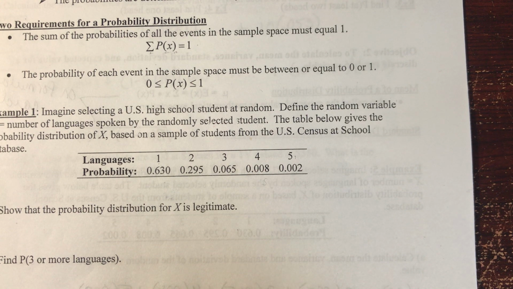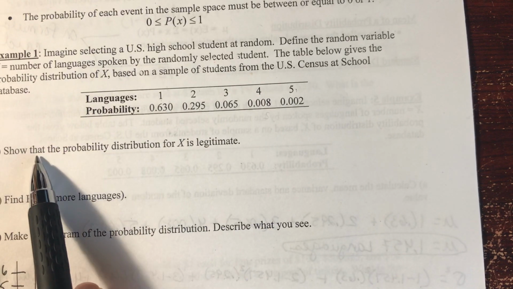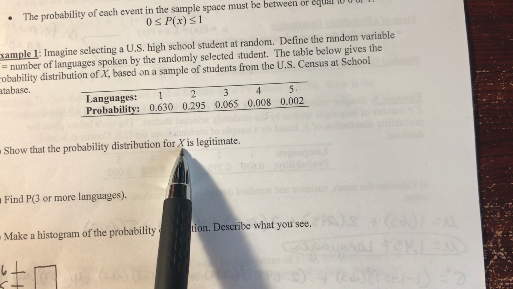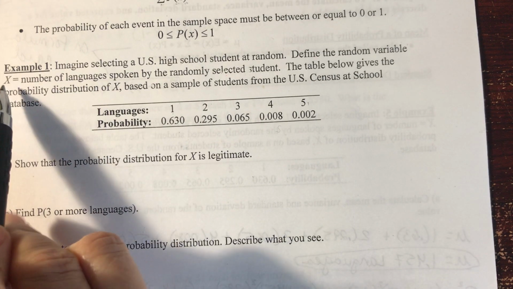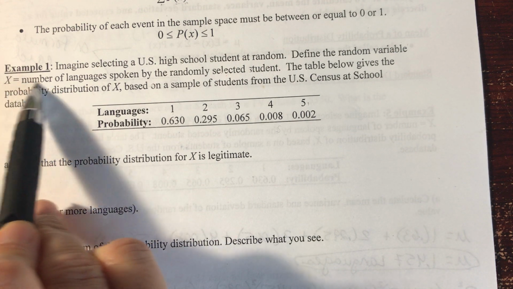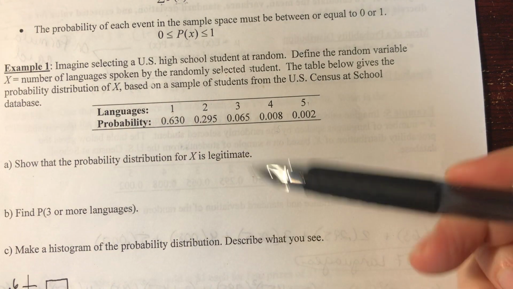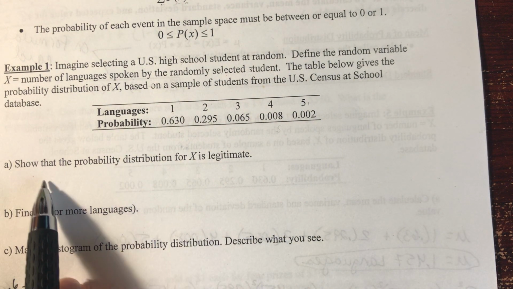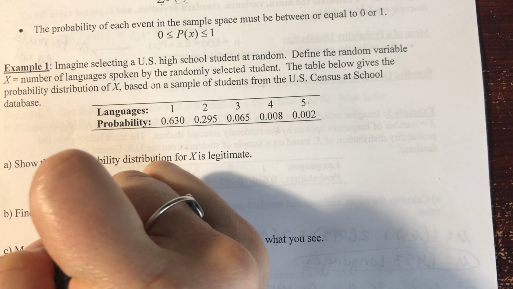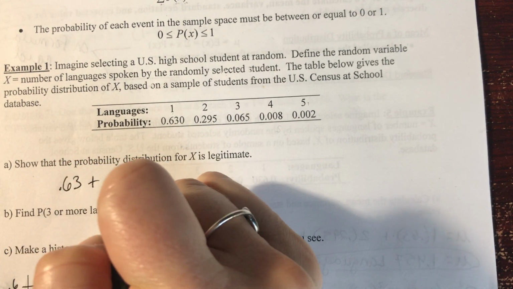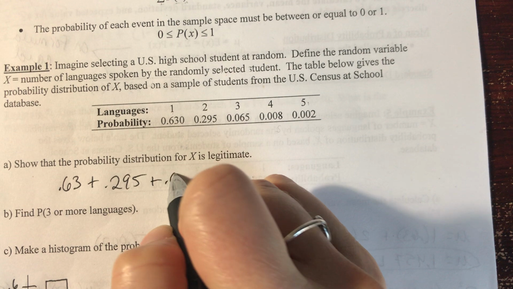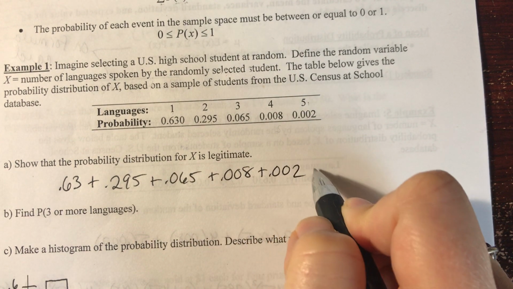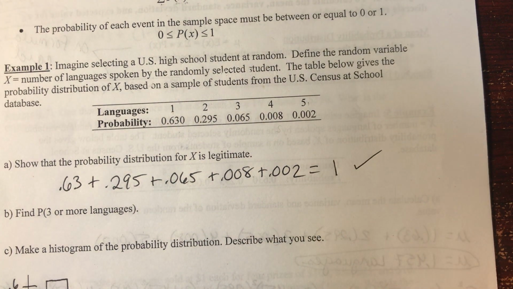So if we want to do part A for this problem, we want to show that the probability distribution for x is legitimate. Keep in mind, you always need to identify what x is somewhere, whether it's in the problem or if you create it on your own. You need to say, like, let x equal blah, blah, blah. If we want to show that this is legitimate, we're literally just going to show that the sum is 1. I should have written this ahead of time, sorry. Speed things up a tad. It adds up to 1, so we're good to go.